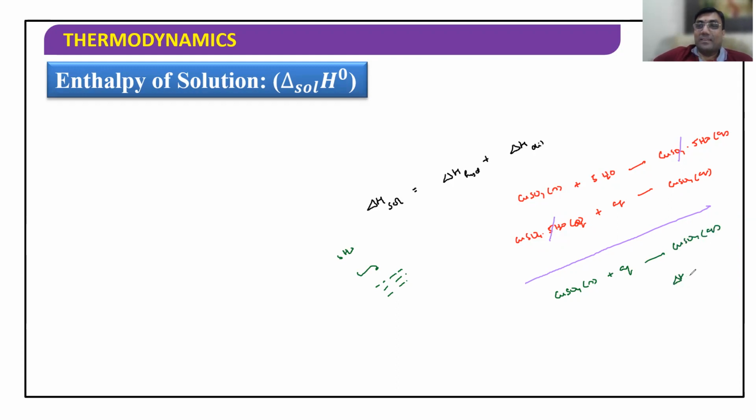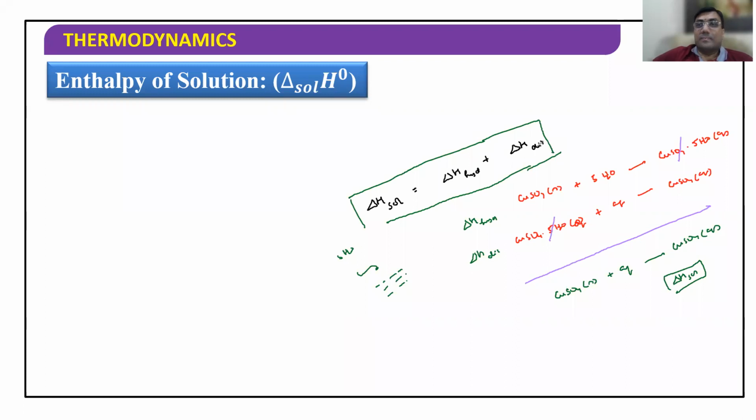What is this called? Enthalpy of solution. What is this called? Enthalpy of dilution. What is this called? Enthalpy of hydration. Now you are clear or not?